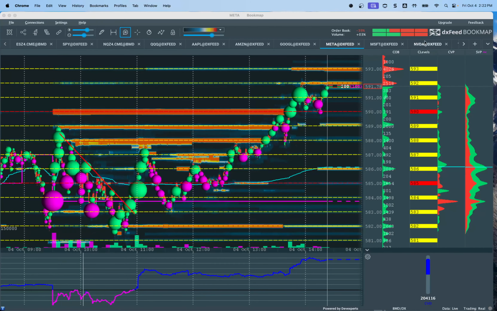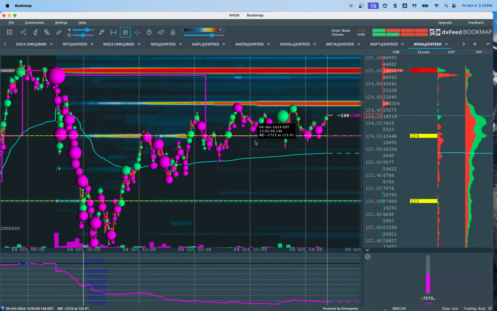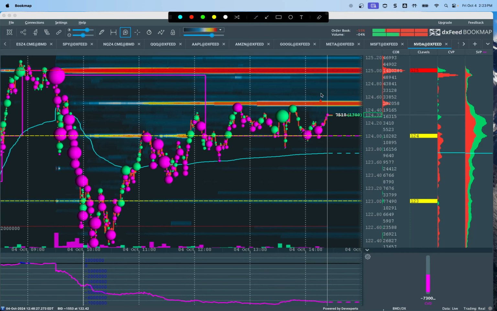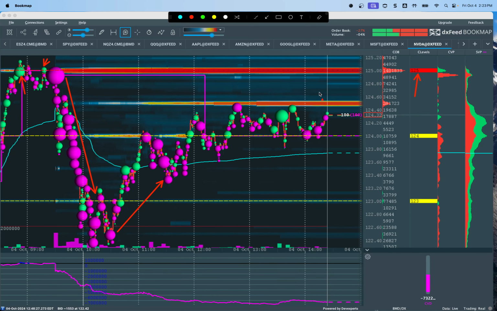Go to NVIDIA. There's that 125 call wall. Looks like opening print just below that. It did act as resistance just before the cash open. Aggressive sellers all the way down as traders were selling calls, buying puts. Take the foot off the gas, become call buyers and put sellers. Now price moving higher, back above VWAP, maybe grinding back up to the 125 call wall.